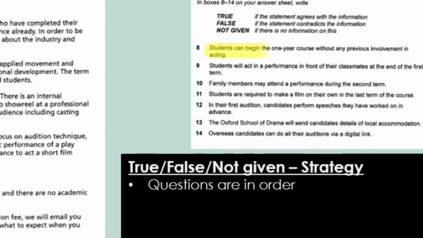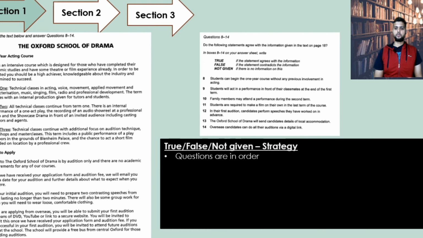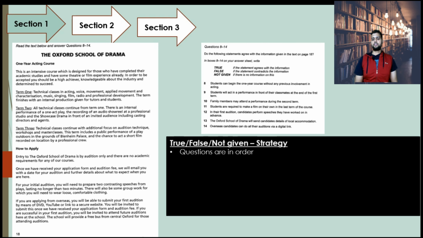For example, students can begin the 1-year course without any previous involvement in acting. Over here what it is saying is that people should have at least some basic involvement or experience in acting to get involved in this particular course. So the contradictory statement for this is that they should not have any previous involvement. For this the contradictory statement is that they should have previous experience in acting. And not given means it is neither true nor false, because it is not at all mentioned in the paragraph. So always mark my words, questions are in order, and check any additional questions.